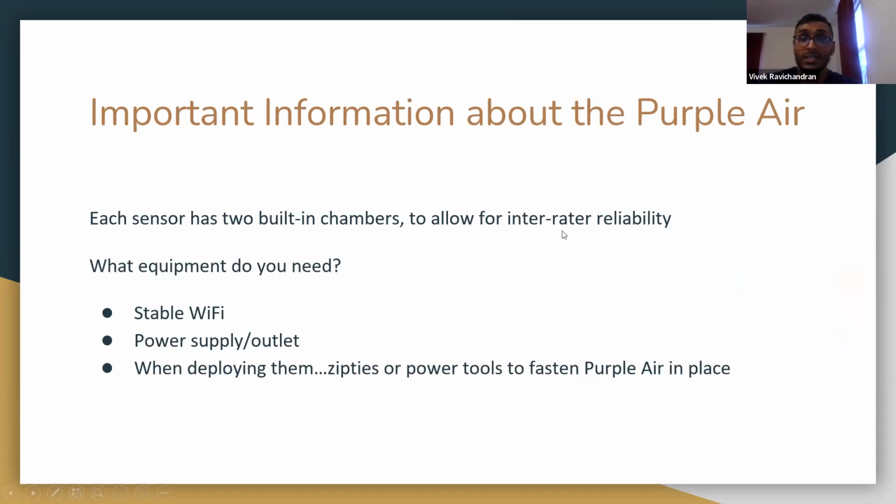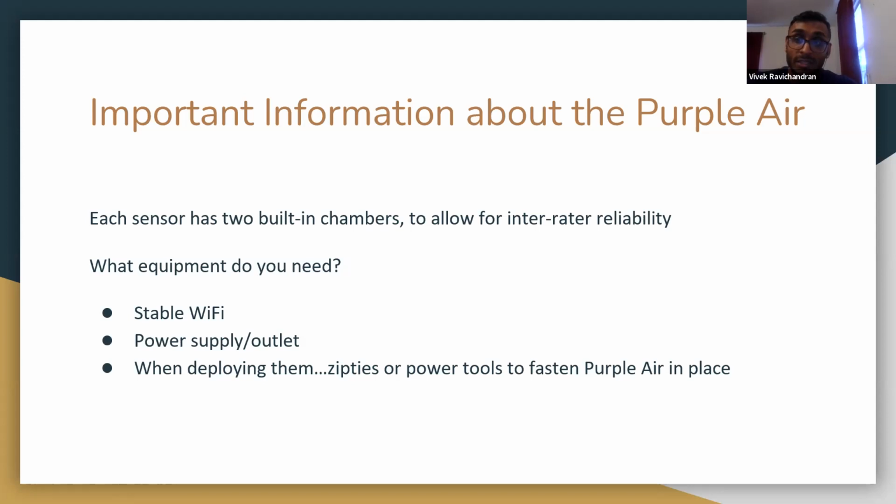In order to set one of these up, you need the following items. So you need stable Wi-Fi to keep them running. That's sort of a limitation of the Purple Air monitor if you're in an area that's considered a broadband desert and lacks adequate internet infrastructure. You also need an external power supply or outlet.